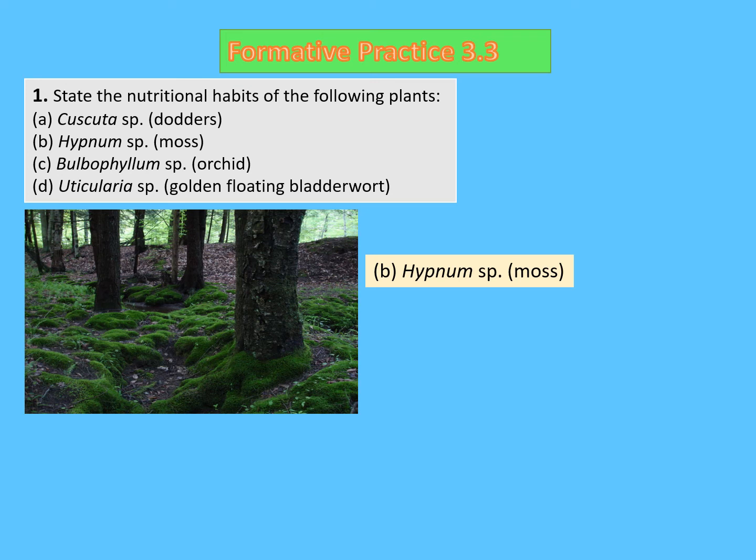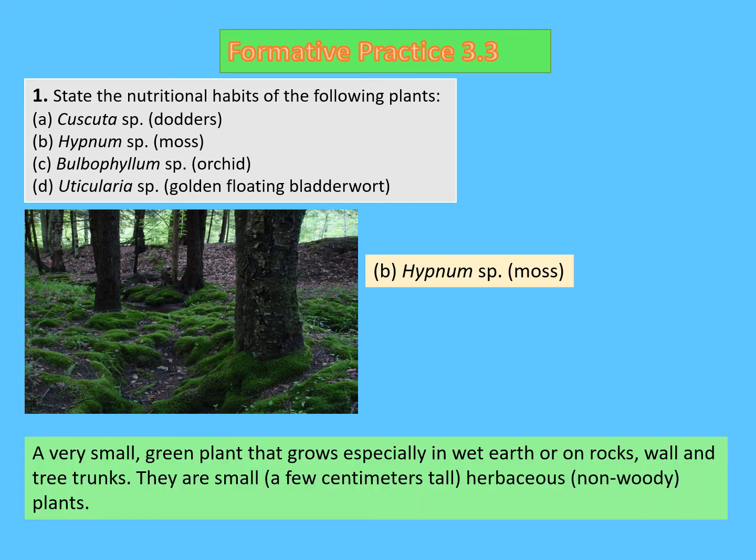B. Hypnum or moss. This diagram shows what the hypnum looks like. This is the description of hypnum: very small green plants that grow especially in wet earth or on rocks, walls and tree trunks. They are very small, a few centimeters tall, herbaceous or non-woody plants. So from the description, the nutritional habit of the hypnum is epiphytes.